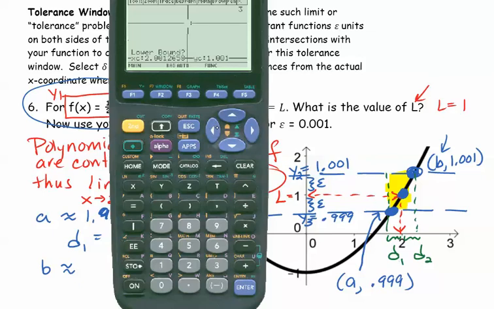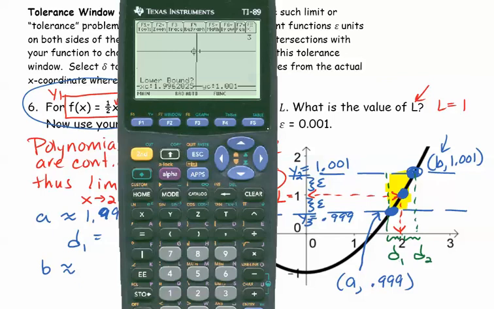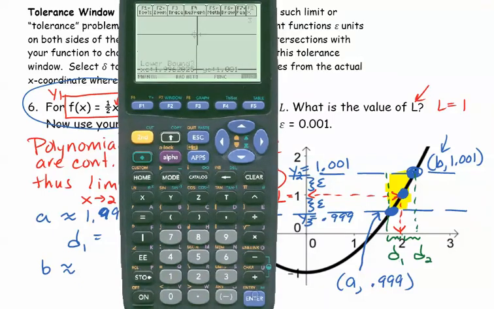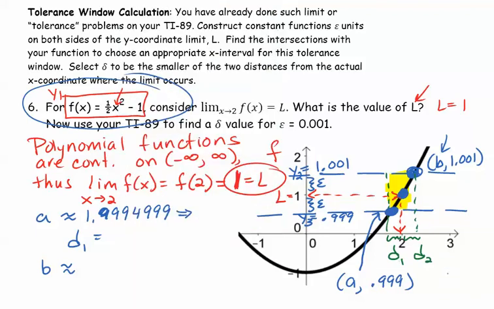Move the cursor to the left of the intersection for a lower bound, and hit enter. And then move the cursor to the right side for an upper bound. And this will give us our value of B. And I will transfer that to my paper.